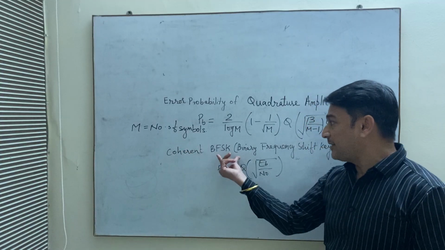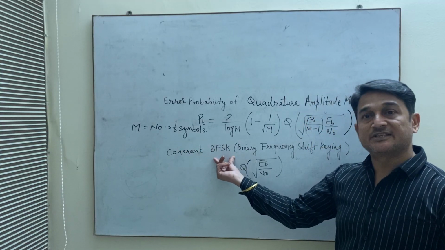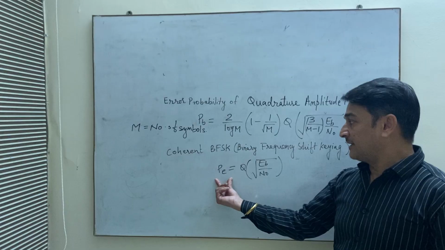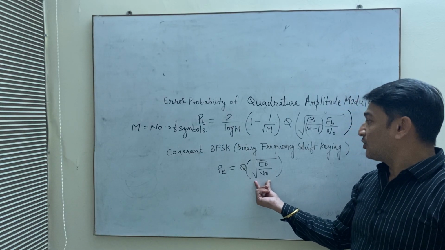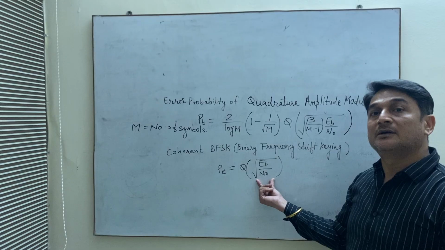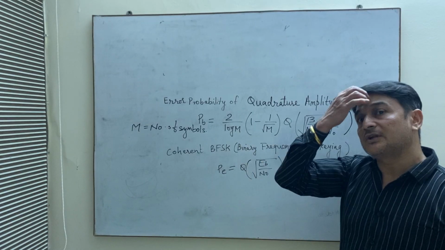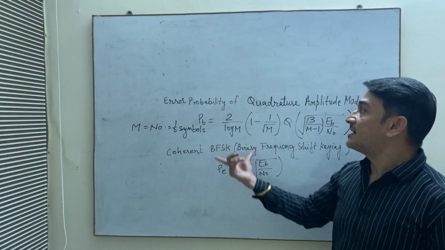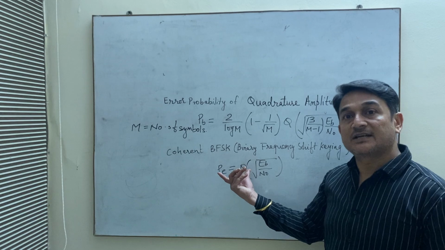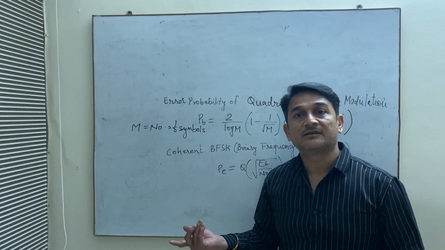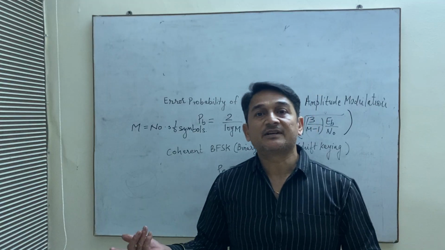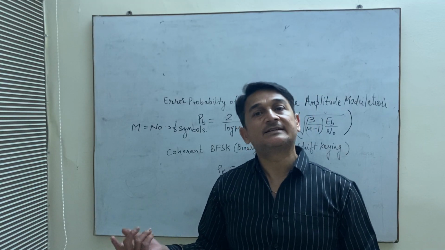Similarly, in coherent BFSK, that is binary frequency shift keying, our error probability PE is equal to Q function root over Eb by N naught. This is half of your BPSK signal. So these are the 4 digital signals and their error probabilities. I hope you understand the concept of error probabilities and signal space.